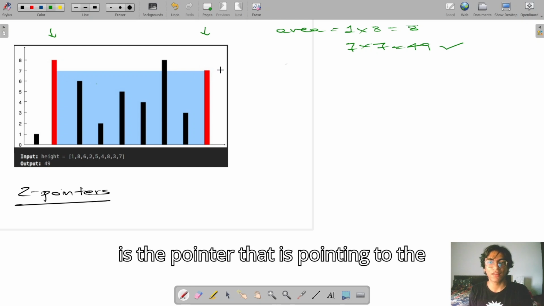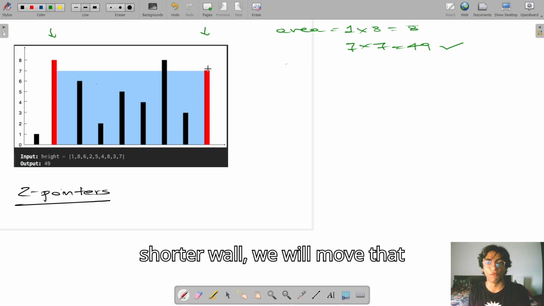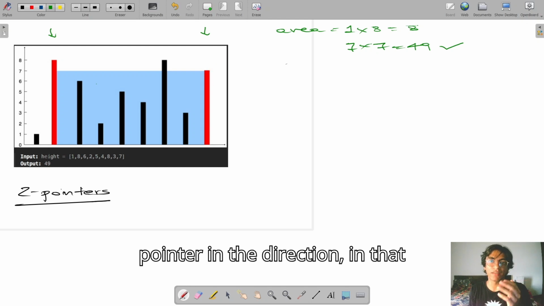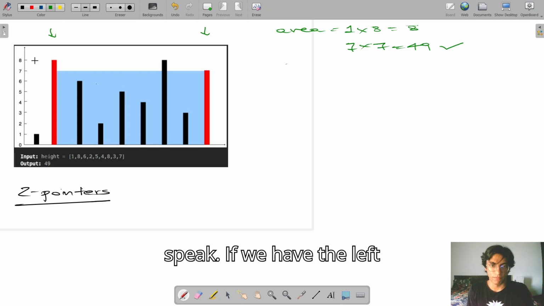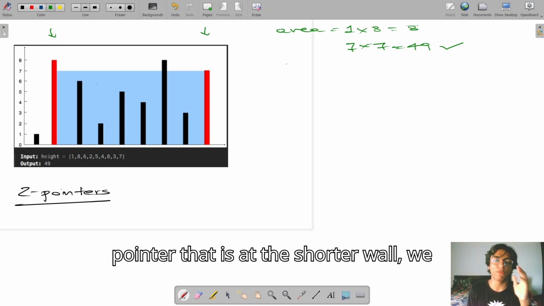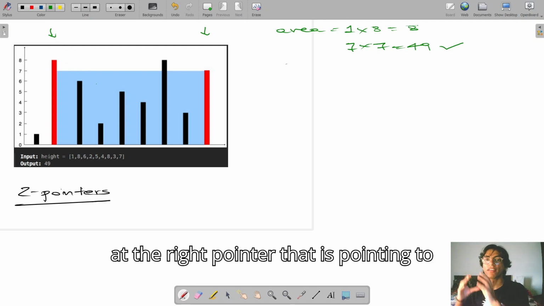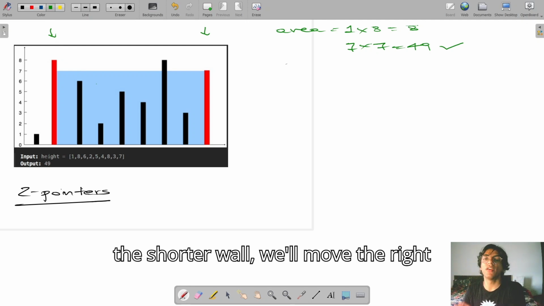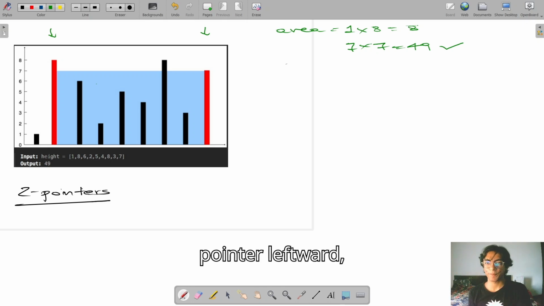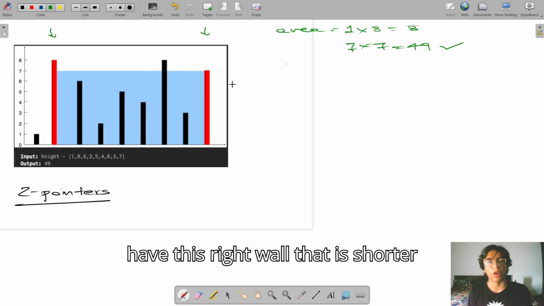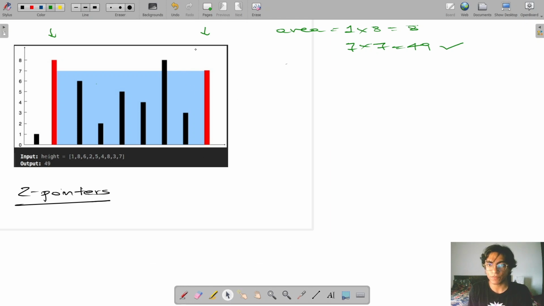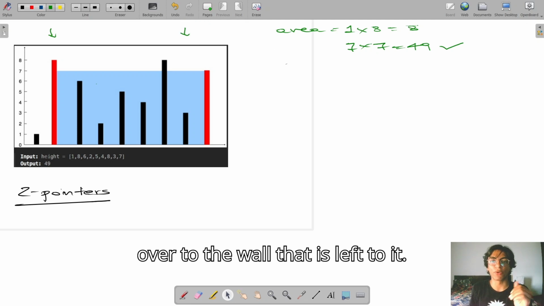Whichever is the pointer that is pointing to the shorter wall, we will move that pointer in the direction that is more intuitive, so to speak. If we have the left pointer that is at the shorter wall, we move the left pointer forward. If we are at the right pointer that is pointing to the shorter wall, we'll move the right pointer leftward, right, backward. So in this case, we have this right wall that is shorter, so we'll move this over to the wall that is left to it.